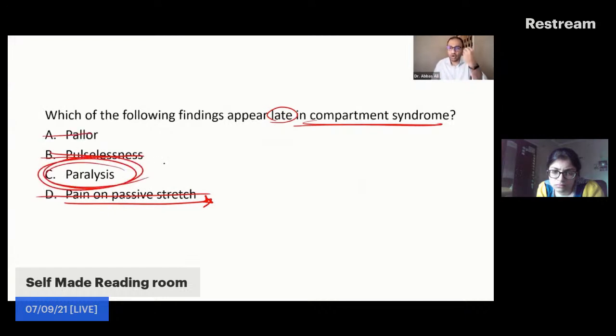Paralysis. What do you mean paralysis? Paralysis means the muscle is not moving. Why is the muscle not moving? Because the muscle is dead. Muscle is fibrosed. When will that happen? Very late into the compartment syndrome. So the last finding of compartment syndrome is paralysis.